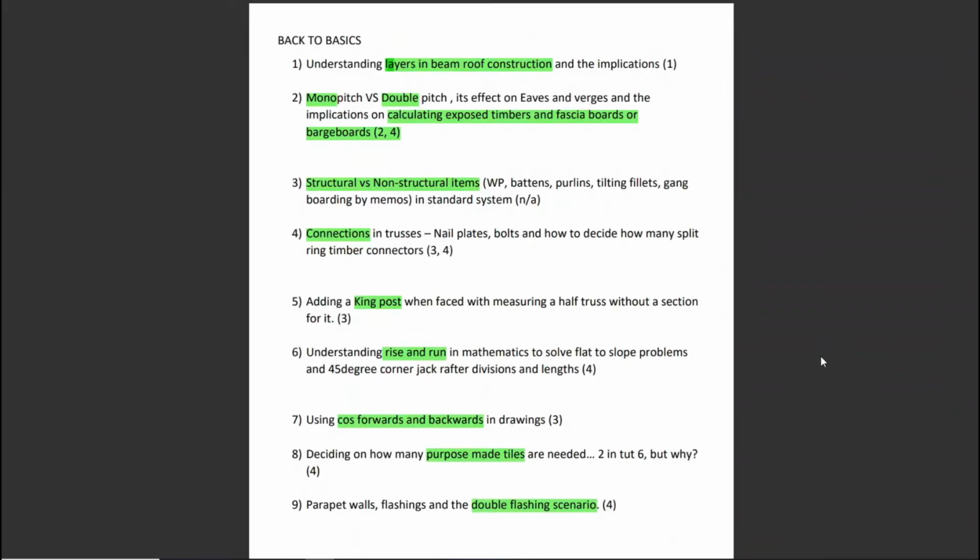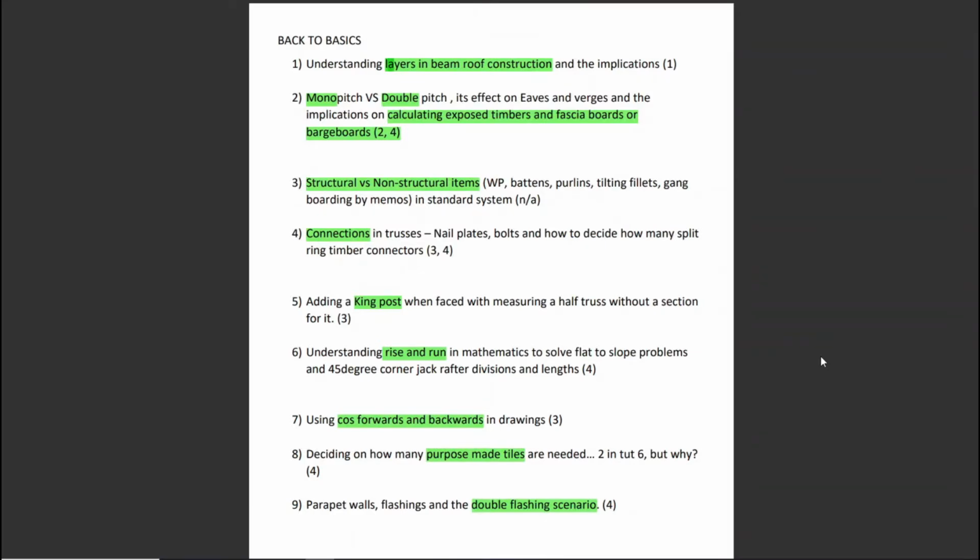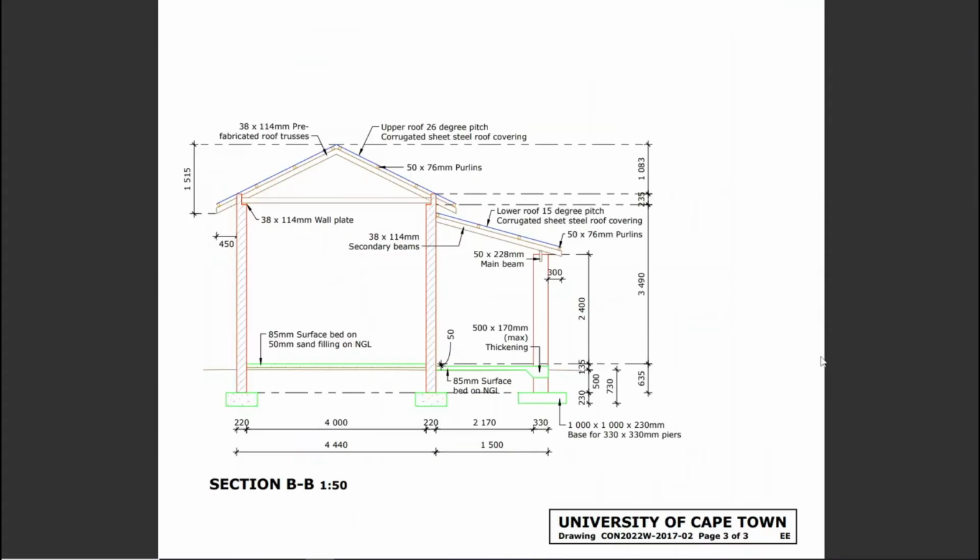Point number 2: monopitch versus double. Let's just take a look. It's drawing 2 and 4. All right. So here we have an example of both. We have a double pitch and a mono pitch. And what I actually really want to point out is we have one side of 4 purlins.